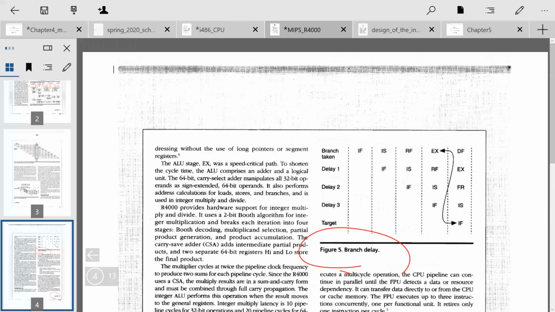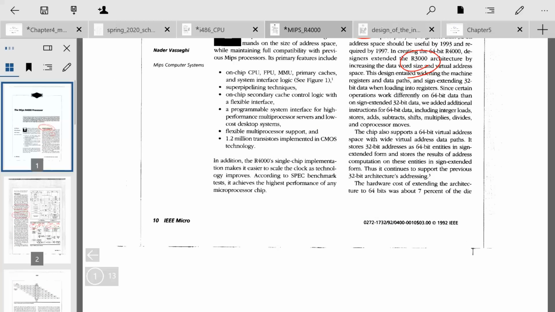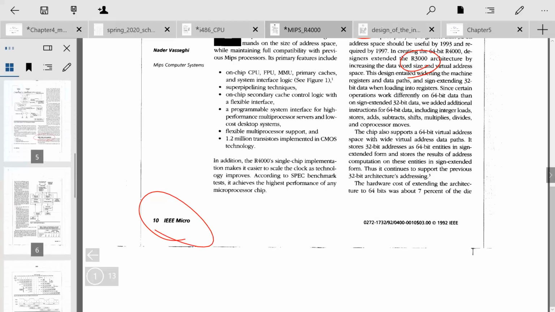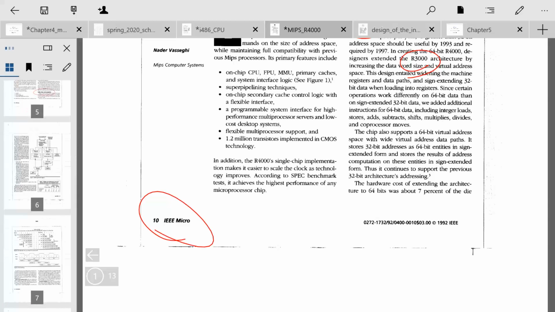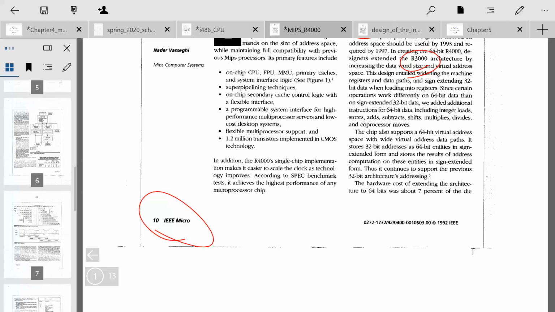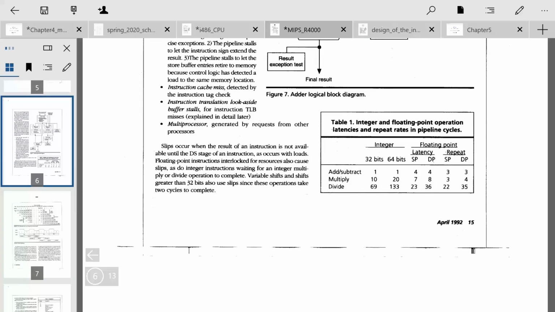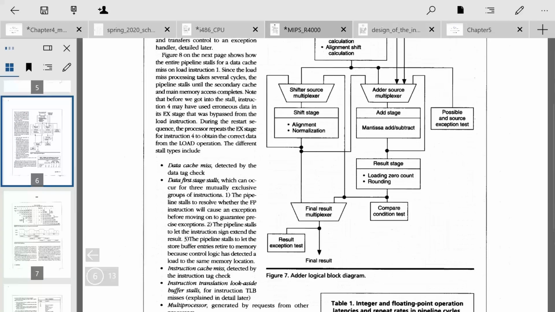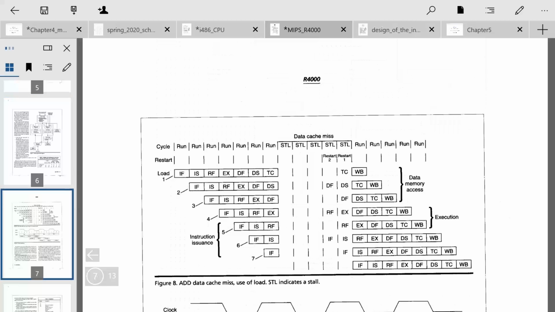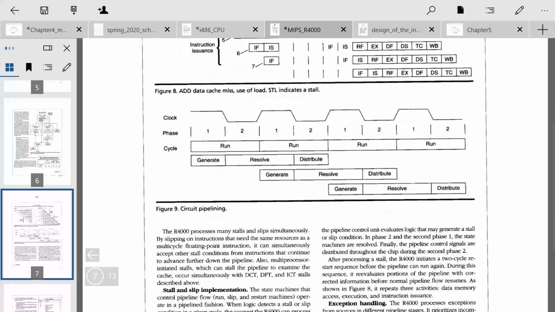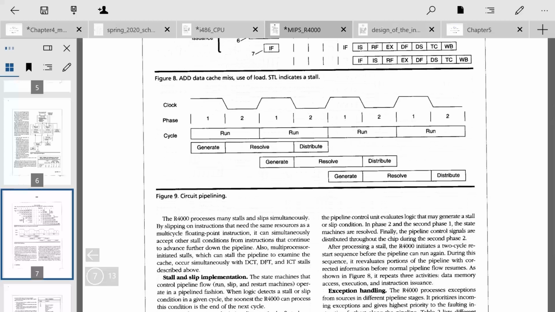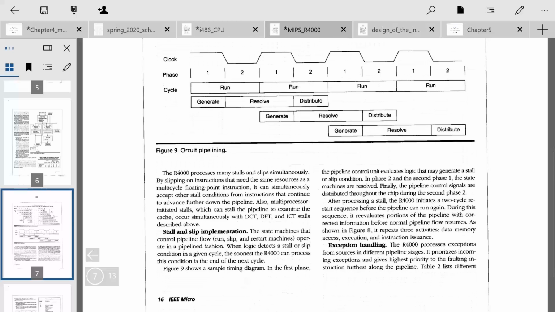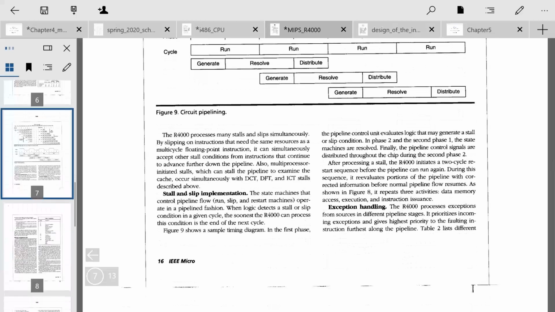I believe this was also a Micro paper. Let's see. Yep, IEEE Micro. Boom. This is talking about the arithmetic logic in the processor. This is a very well written paper, by the way. I definitely have my grad students read this paper. And look, we're talking about slips and stalls and all of that fun stuff.